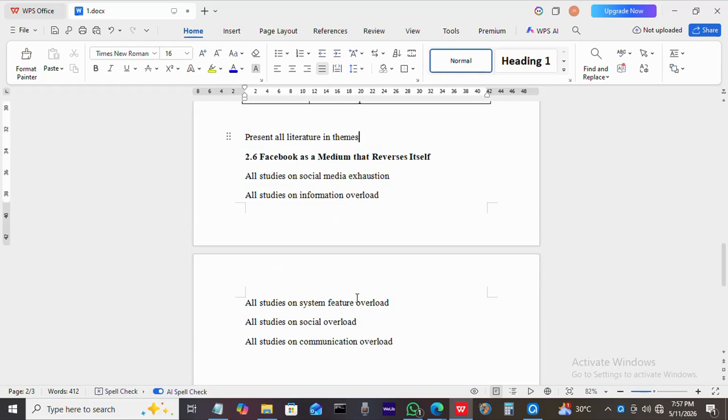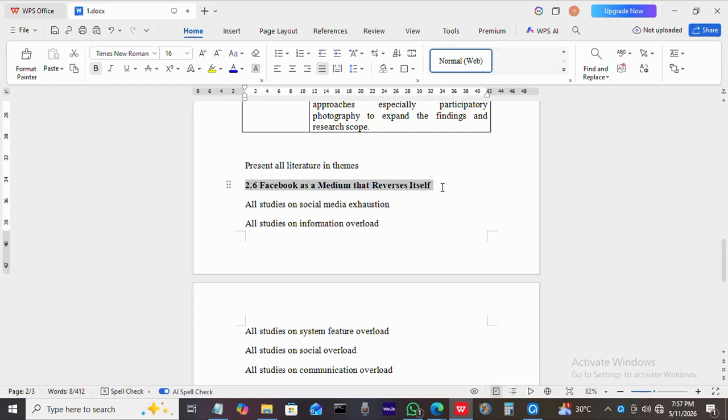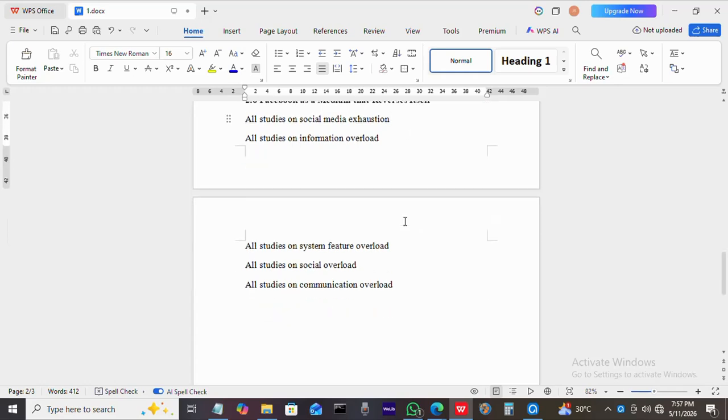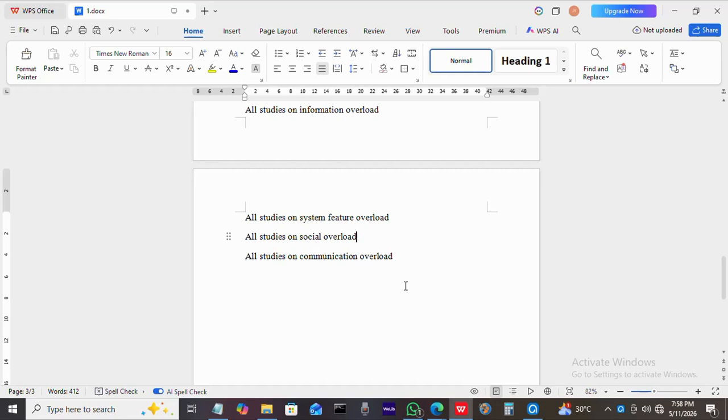So please, you have your research topic, Facebook as a medium that reverses itself. Sorry, the literature themes, you have it. So all studies on social media exhaustion, they could be 2, 3, 4, 5. Make sure all of them are in one place. Using transition words, you go to studies on information overload, let's say 3. You come to studies on system feature overload, let's say another 3, 4, 5. Then you come to social overload, another 3, 4, 5. Then you come to all studies on communication overload. So you arrange your work in themes.